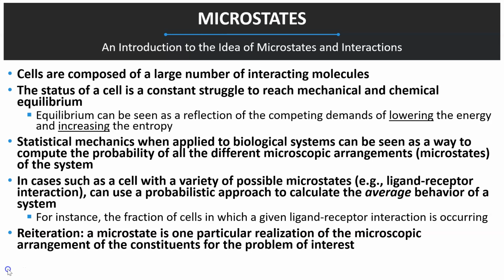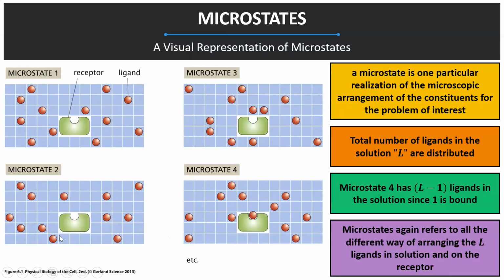Lastly, just to reiterate, a microstate again is one particular realization of the microscopic arrangement of the constituents for the problem of interest. Now, let's take a look at a visual and simplified model of this. This model here shows ligands in a solution in the presence of a receptor specific for those ligands. This simple figure introduces the idea of treating a solution as a lattice structure in which the positions that can be occupied by ligands are dictated by a discrete set of lattice sites.